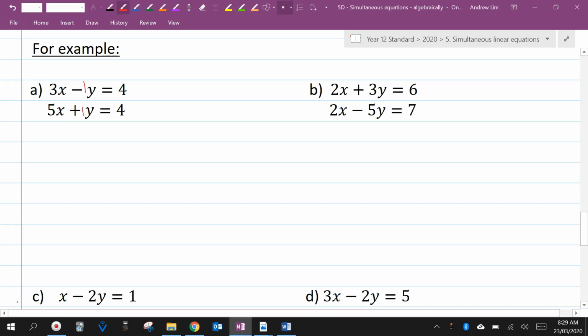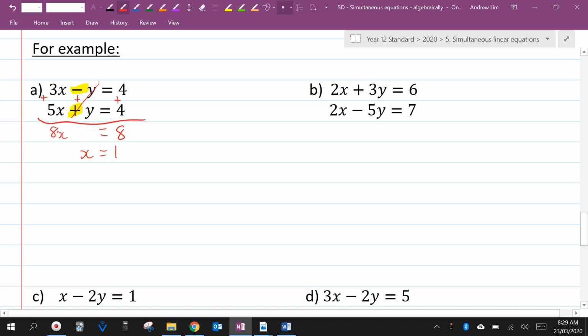Now that I know that I want to eliminate the y's, I'm going to look at the signs of the y's. The signs of the y's are different. One of them is minus, one of them is a plus. So I'm going to add the two equations. Add, and add. 3x plus 5x is 8x. Minus y plus y is 0. That's how I eliminate them. And 4 plus 4 is 8. Therefore, 8x is equal to 8, and x is equal to 1.